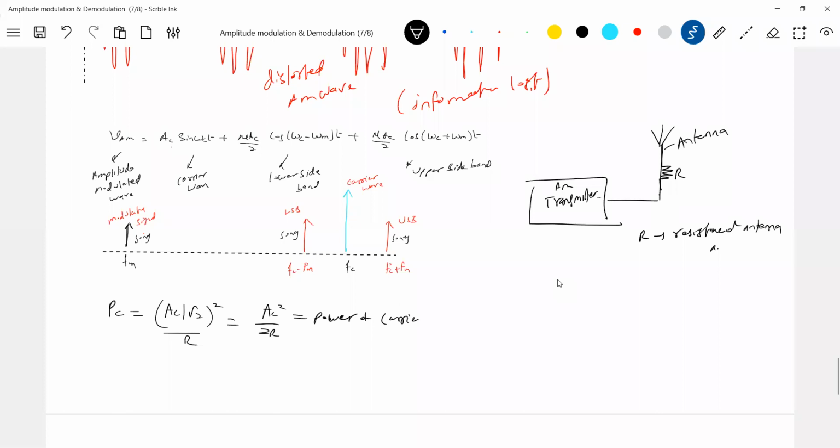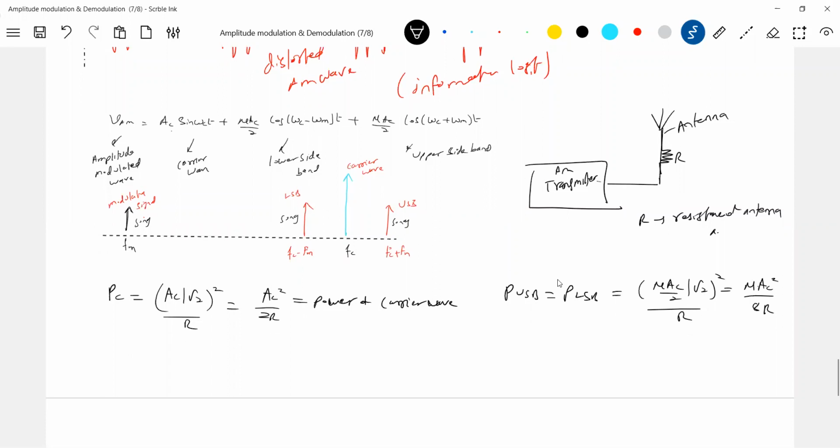This is the power of the carrier wave. Then the power of the upper sideband or lower sideband, because both have the same amplitude. What is the amplitude of that signal? Mu Ac by 2 by root 2 whole square by R. Mu square Ac square by 8R will come. That is the power of the upper sideband and lower sideband. Both sidebands will have the same power.